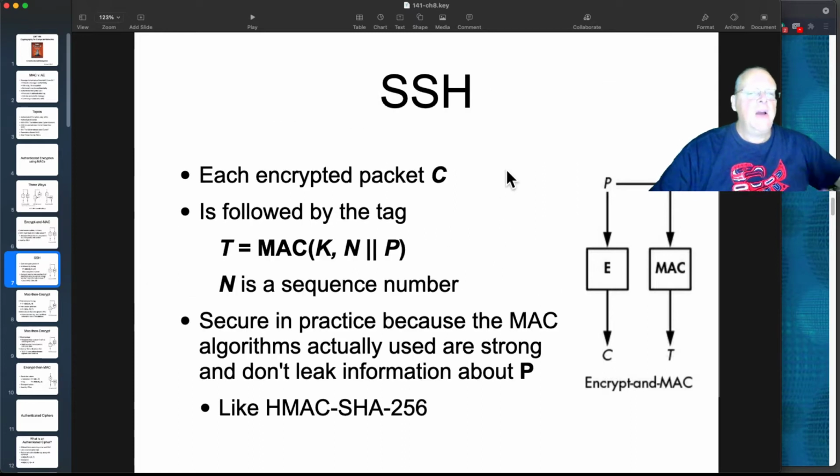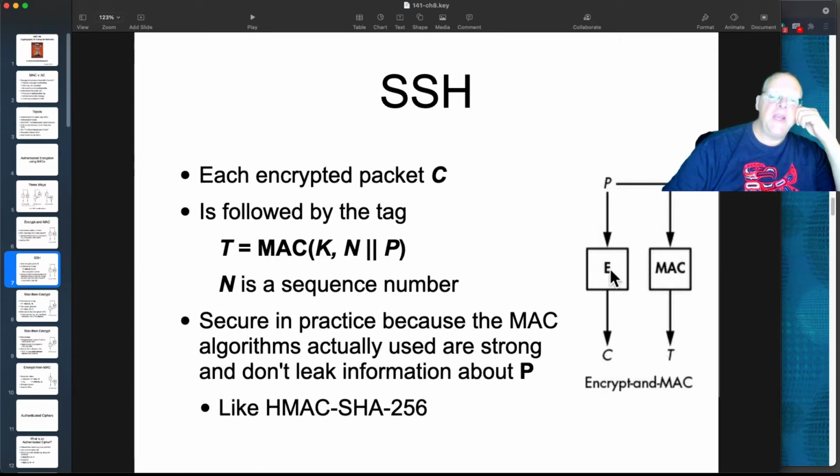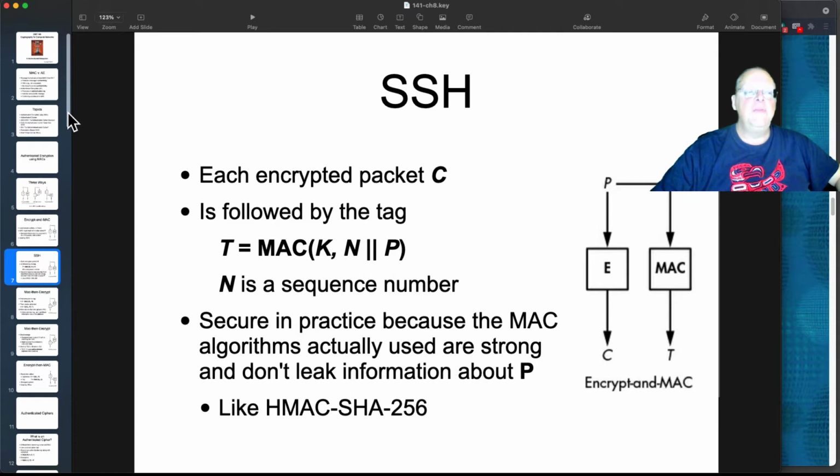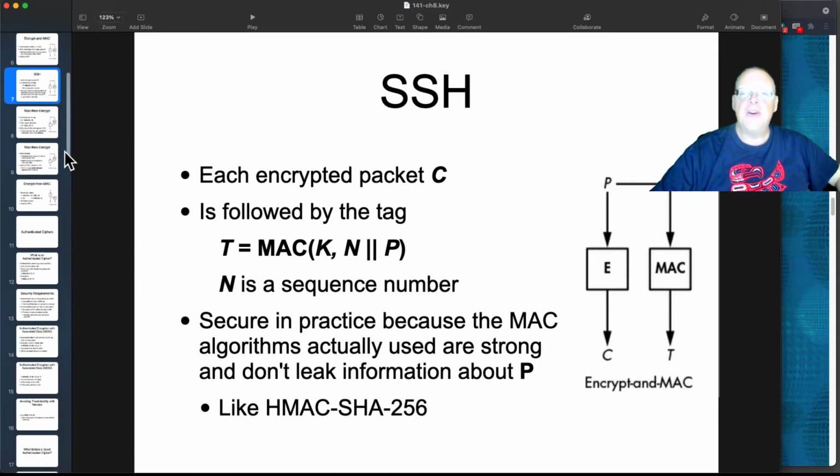All right, so SSH does this. It does encryption and then MAC, and it uses a sequence number to keep track. And in practice, like I said, instead of using a MAC function that just has the minimum cryptographic desirable properties to be a MAC, they just used a standard one, HMAC SHA-256, which in fact also is random and doesn't leak any information about the plain text. So even though in principle this system is not the most secure, in practice SSH is fine because they just reused standard hash functions that had more desirable properties than were strictly required.